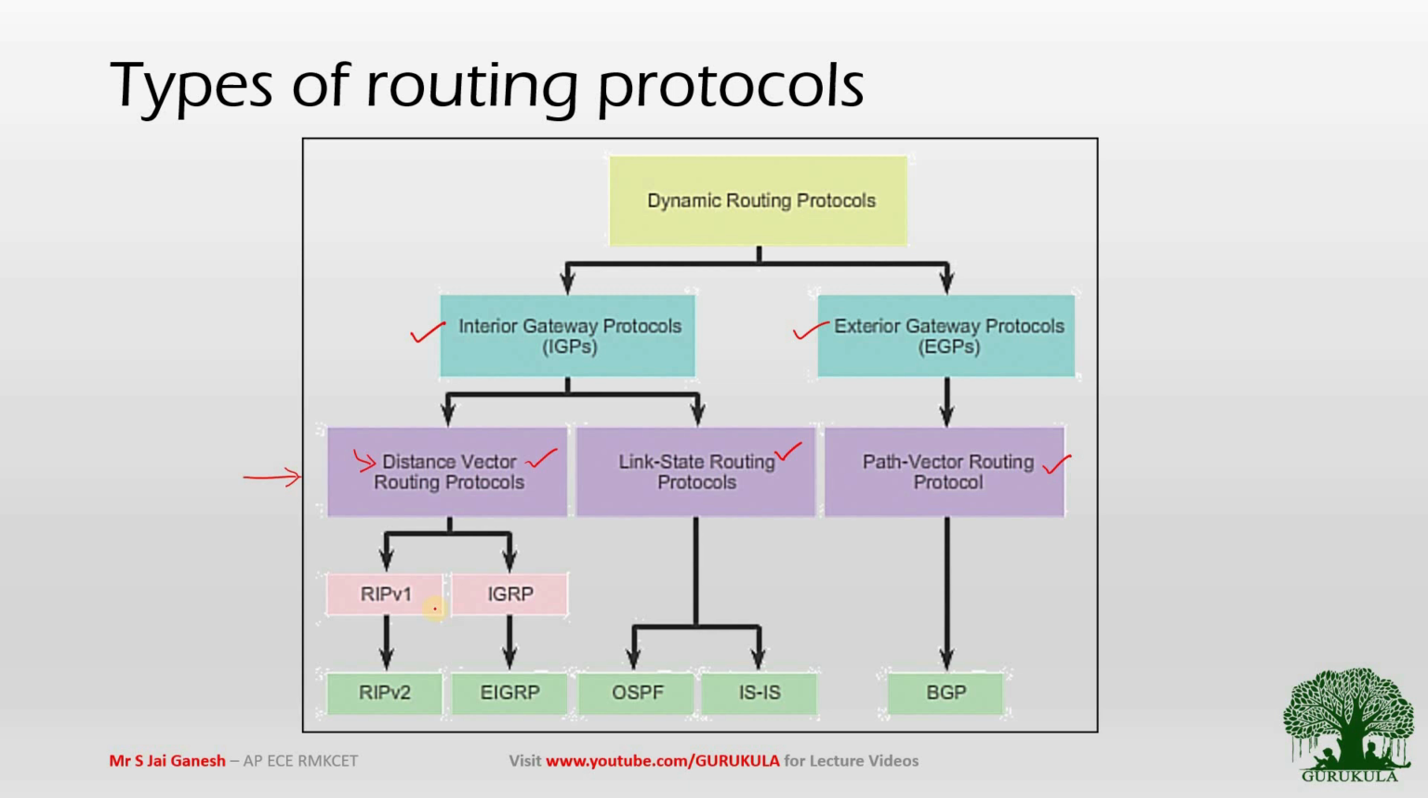The distance vector routing algorithm comes with a protocol called RIP, that is routing information protocol, and the link state algorithm is associated with the OSPF protocol, and the path vector algorithm is associated with the BGP protocol. So these will be the next subsequent videos that we will be discussing here in our module of computer networks.